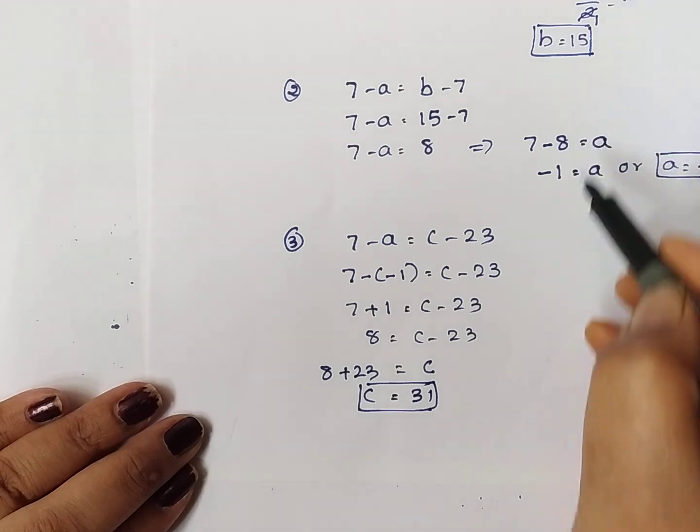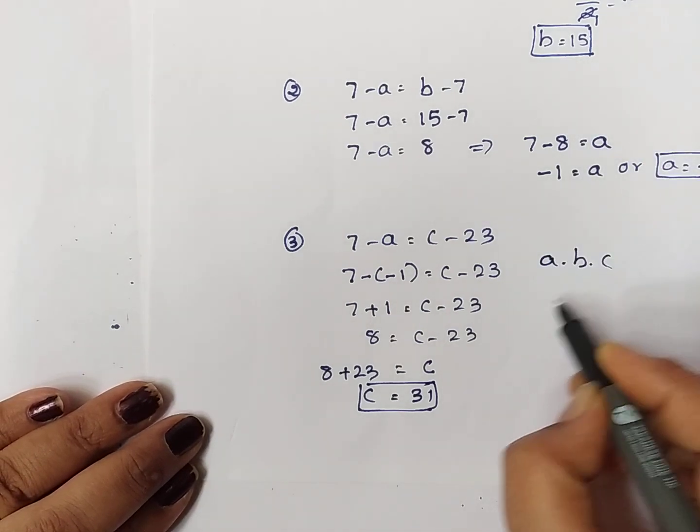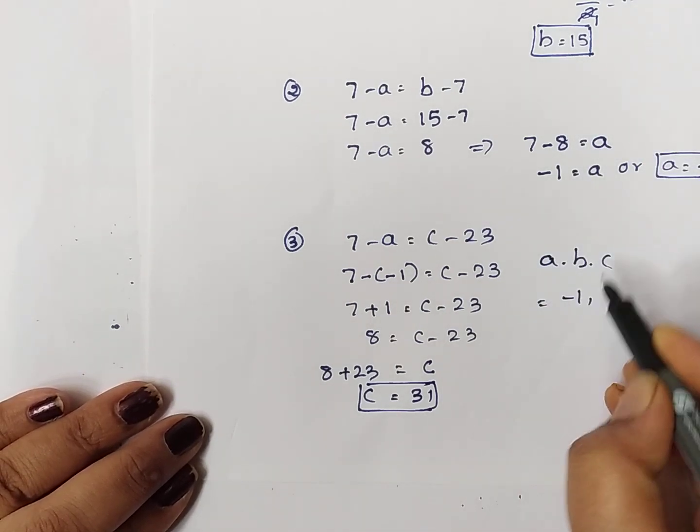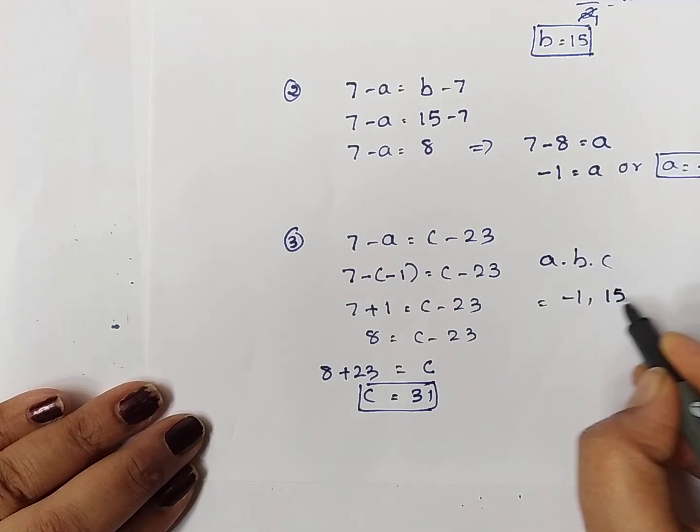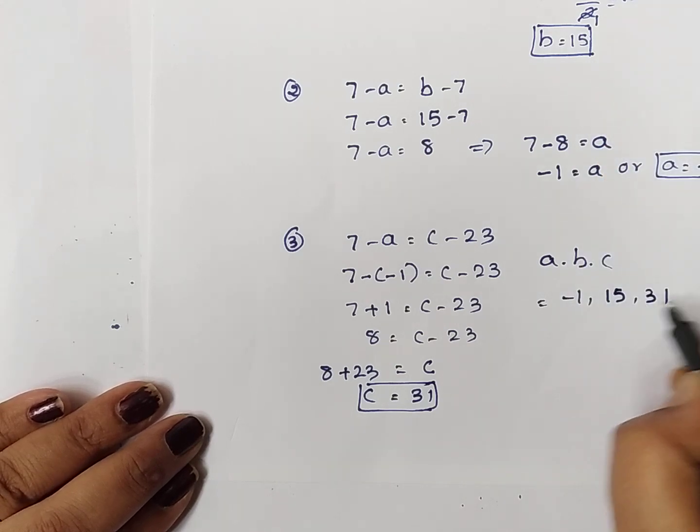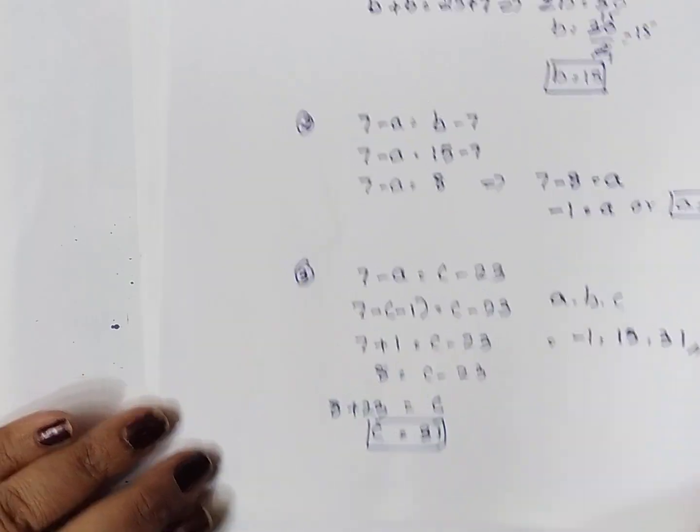Therefore, the values of A, B, C are: A is minus 1, B is 15 and C is 31. So this is the answer for the first one.